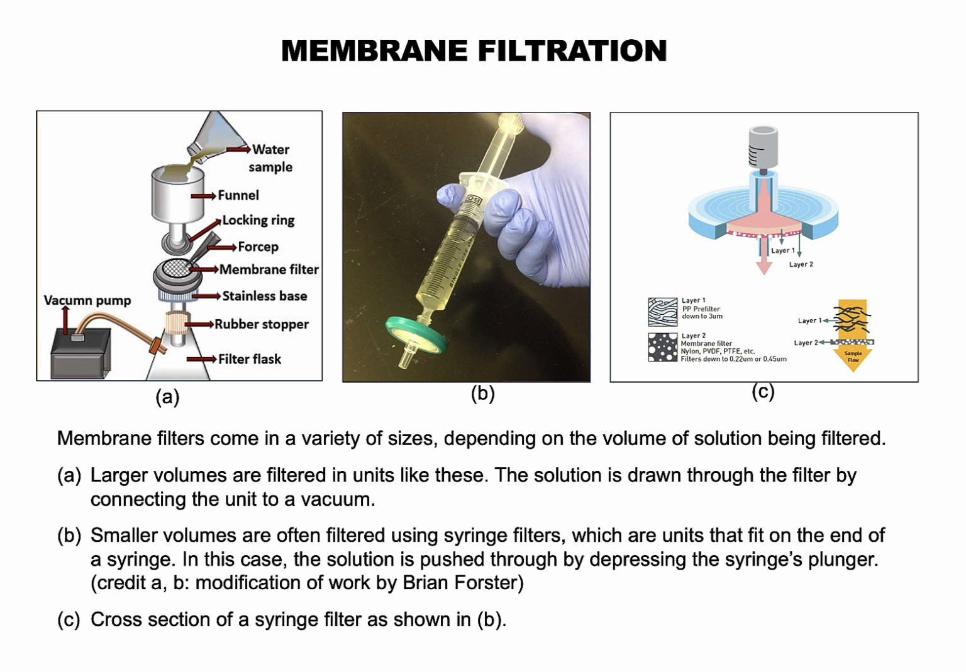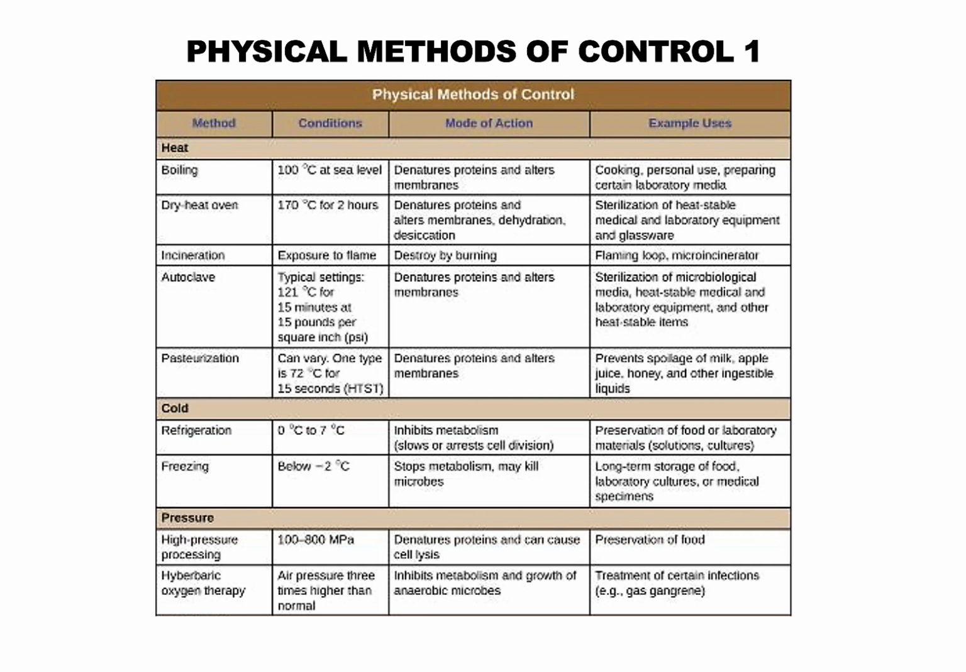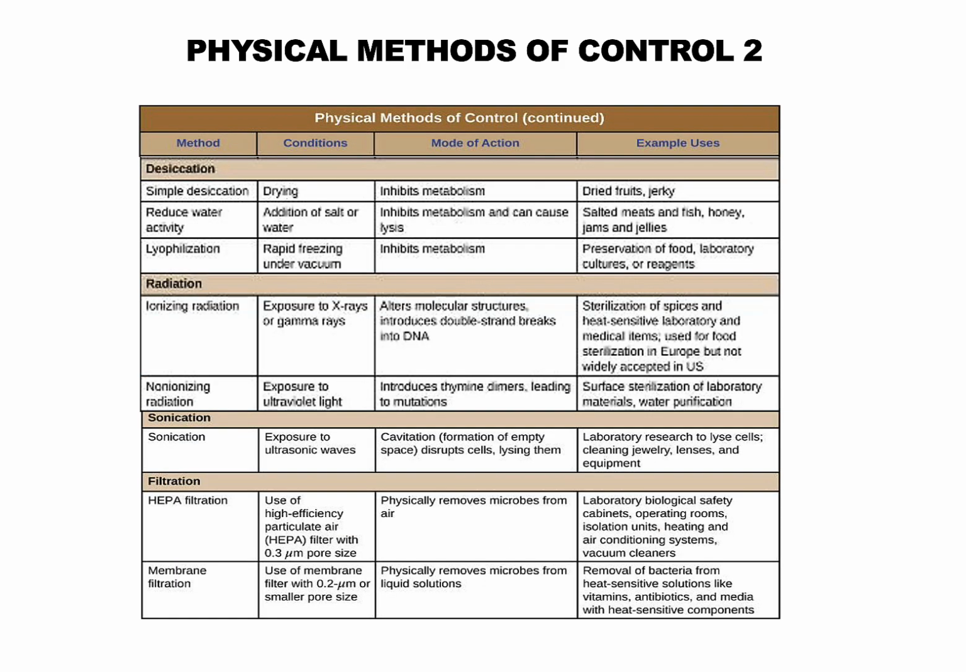This method is particularly beneficial for filtering bacteria from heat-sensitive laboratory solutions such as antibiotic and vitamin solutions, and large volumes of cell culture media can be filter sterilized instead of autoclaved to safeguard these components. While syringe filters are commonly used for small volumes, vacuum filters are preferred for large volumes, as shown in figure A. The table provides a comprehensive summary of physical methods of microbial control, the different conditions, modes of action, and examples. The table of the physical methods of microbial control is continued in this slide too.